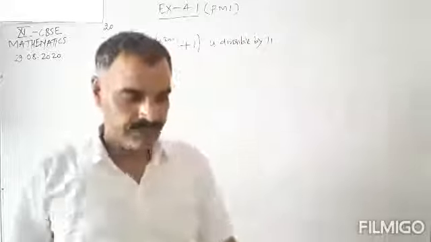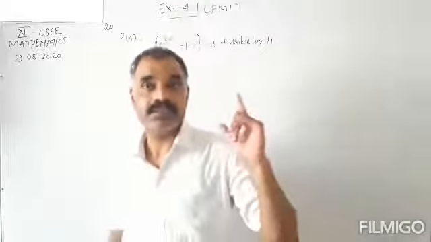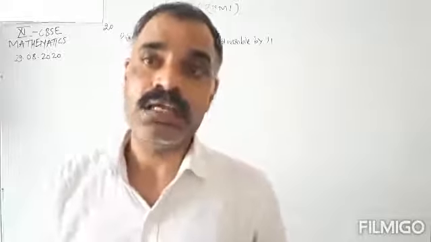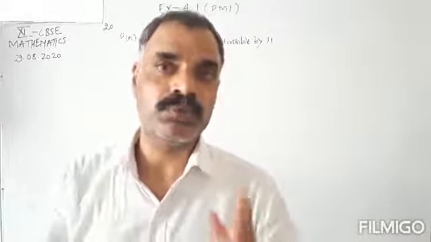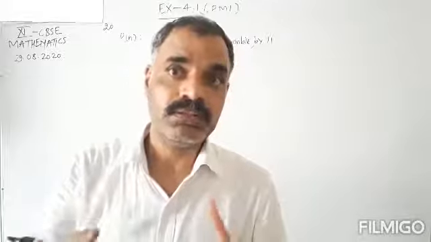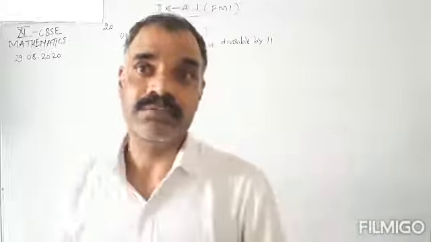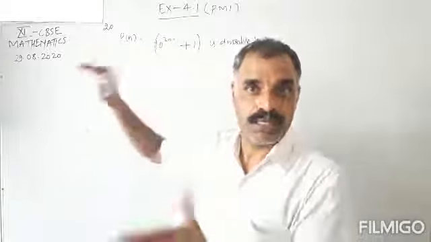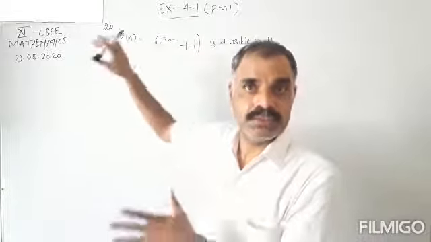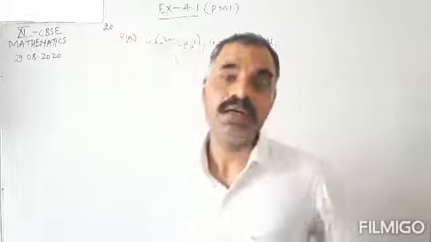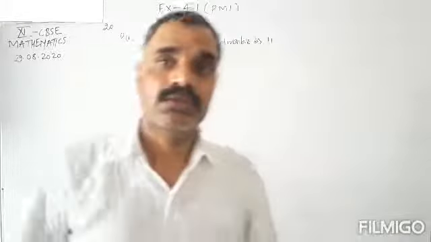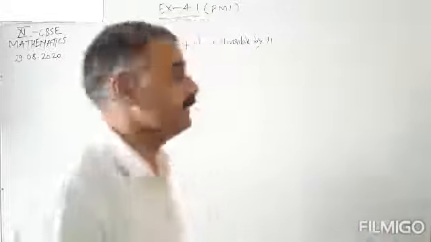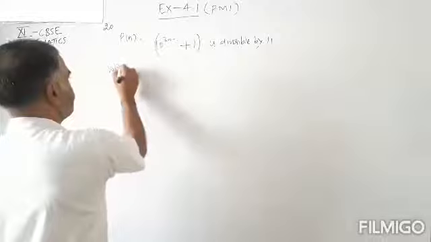11. Okay, now we have to show that this mathematical statement is true for n equals to 1. We have to prove that this statement is true, meaning this statement is divisible by 11. Okay, so first of all, you know every step. First of all, verification.